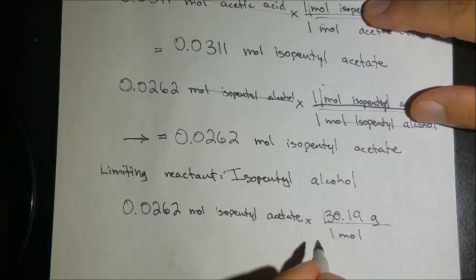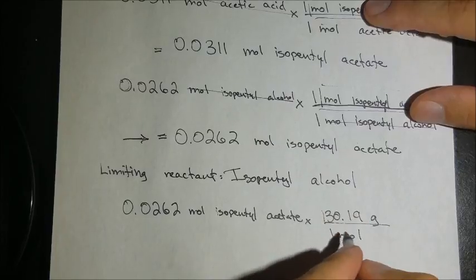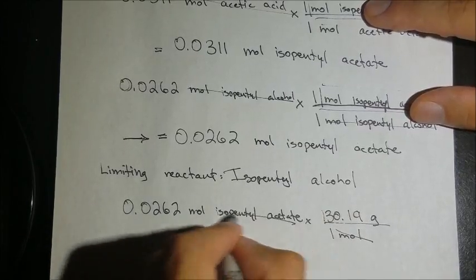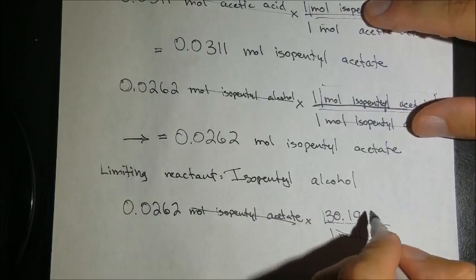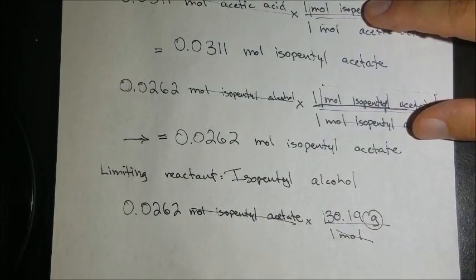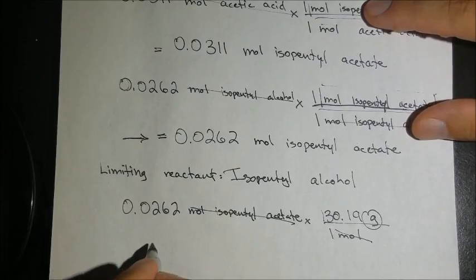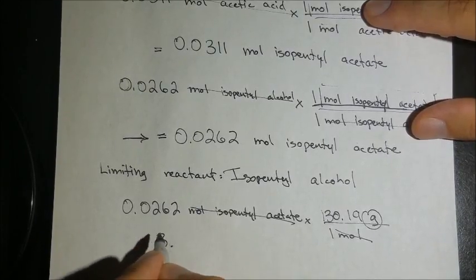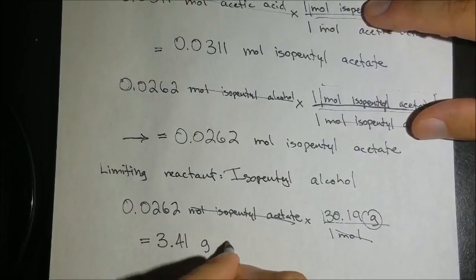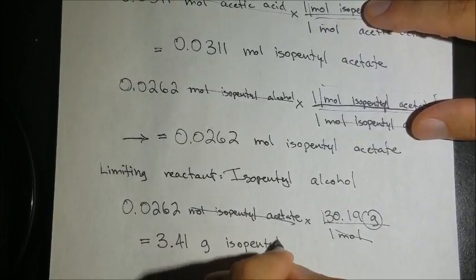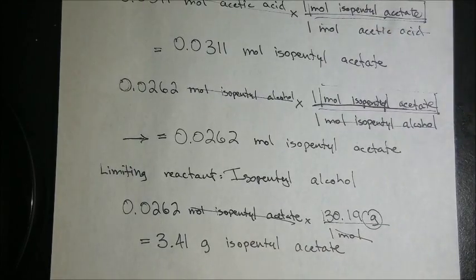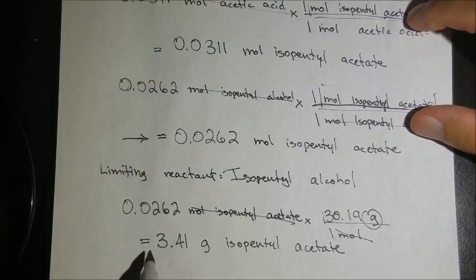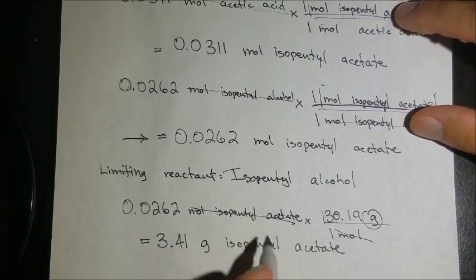So 1 mole here and 1 mole there, so moles and moles cancel. And now we're left with grams of isopentyl acetate. And if we do this, we would get 3.41 grams of isopentyl acetate. That's our product. Okay, so we have now the theoretical mass of our product.